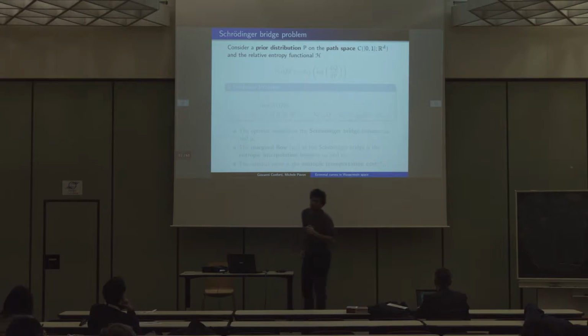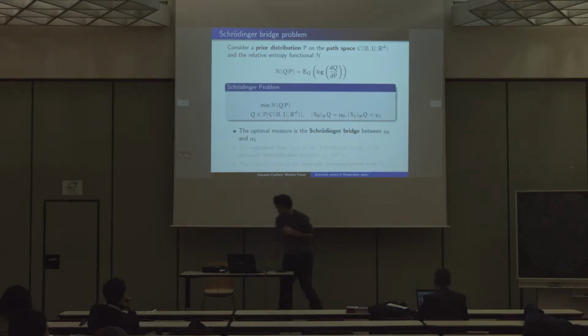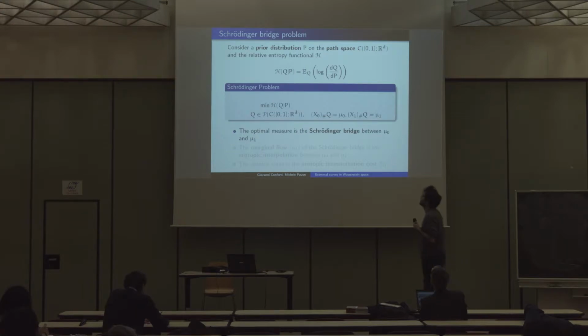Now I want to introduce you to the Schrödinger problem, which is a problem on the space of probability measures on path space, but once we project it on the marginals, it becomes exactly, for good choices, the regularized optimal transport. Here I consider the relative entropy on path space, this curly H, and the Schrödinger problem is to minimize the relative entropy against a prior distribution P, which somehow represents the motion of a particle system at equilibrium, under marginal constraints. So I assume that I start in u0 and I end in u1. The Schrödinger bridge is the optimal solution to this problem.